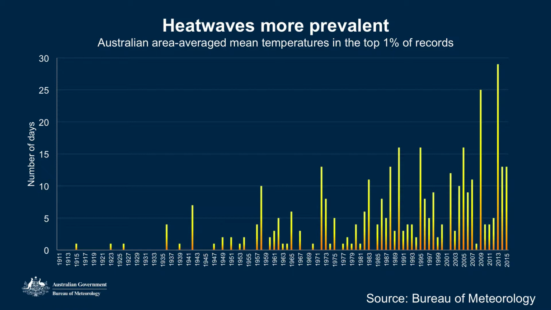But notice back in the early days, in the early 1900s or mid-1900s, there were very, very few instances where the temperature reached these high values. Whereas when you come to more recent times, it became much, much more common. And in fact, in recent times, we're seeing, in a couple of instances, over 20 days in 1 year where the temperature reached these high levels. So there's clearly something more going on than just natural variability.